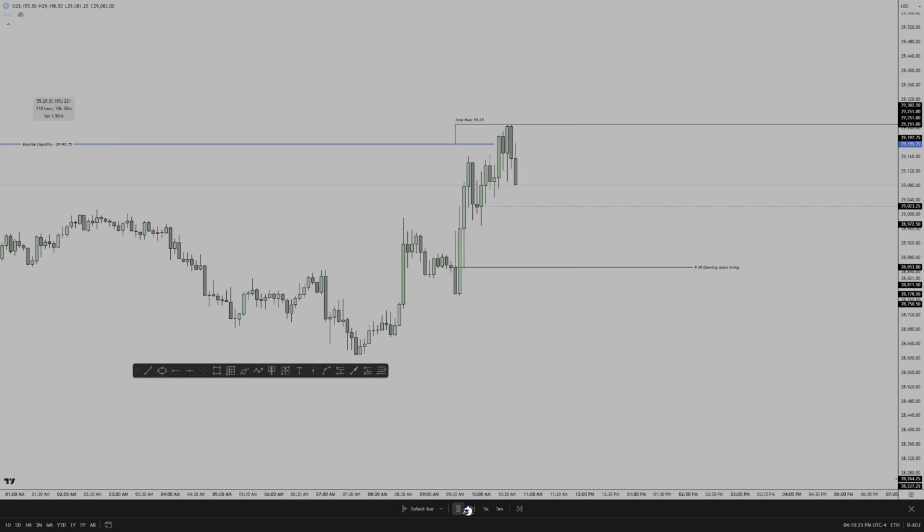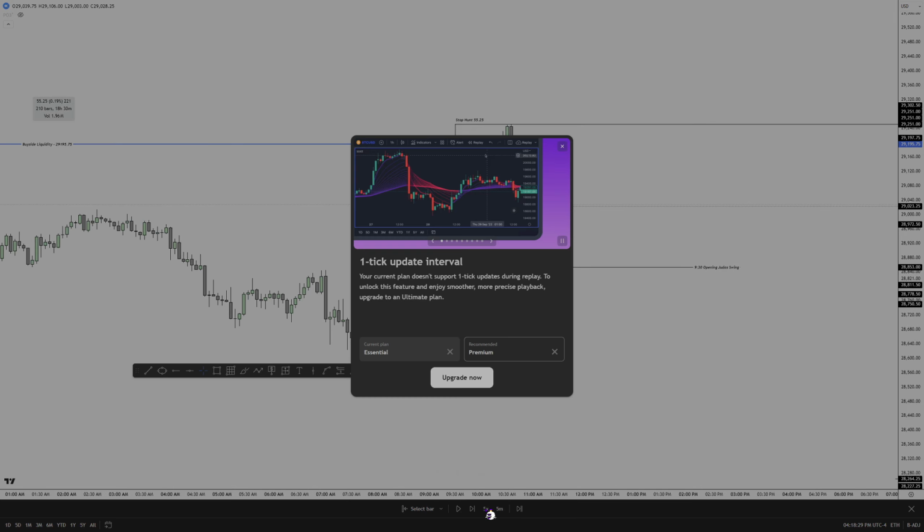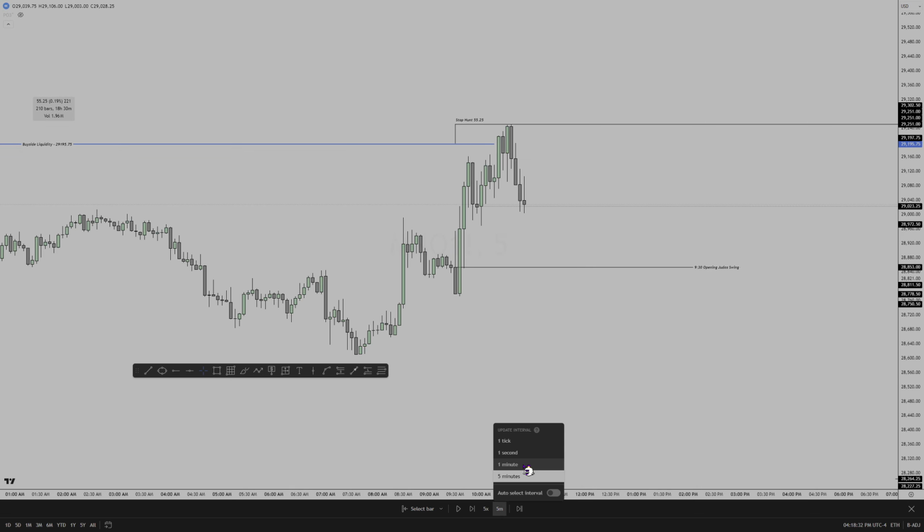Hopefully this isn't playing too fast. Do it to every tick. Oh no, I can do it to every second. Every minute? Yep, alright, bet. So every minute, and slow down the speed just a little bit. It's moving way too fast.